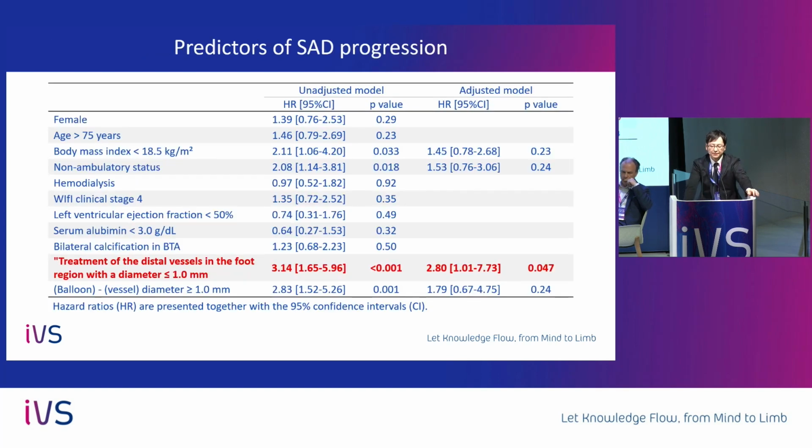So in this study, the predictor of SAD progression was evaluated by multivariate analysis. As shown in this slide, treatment of a distal vessel in the foot region with a diameter smaller than 1 millimeter was an independent predictor of SAD progression.